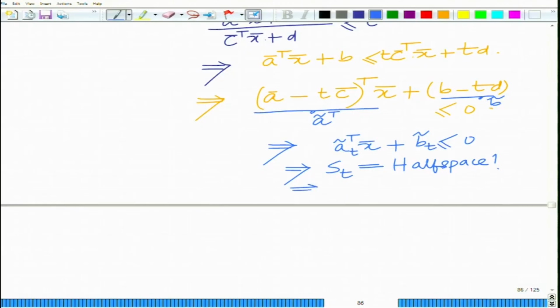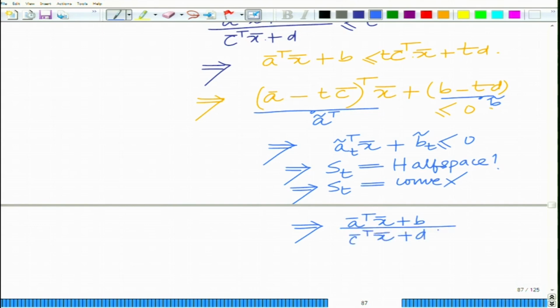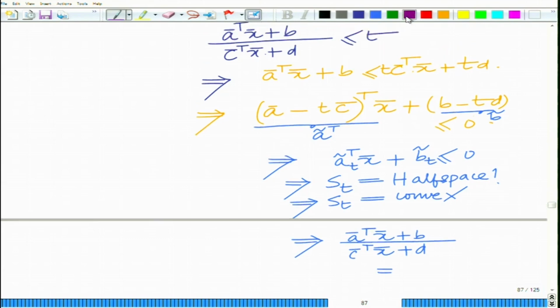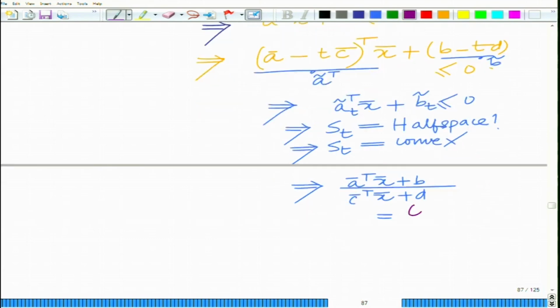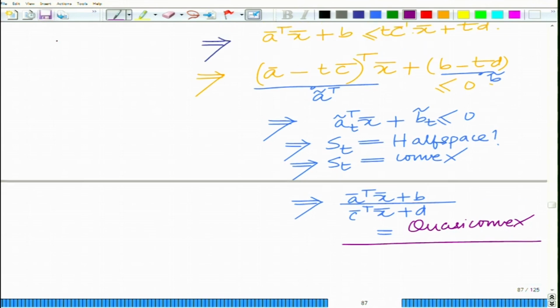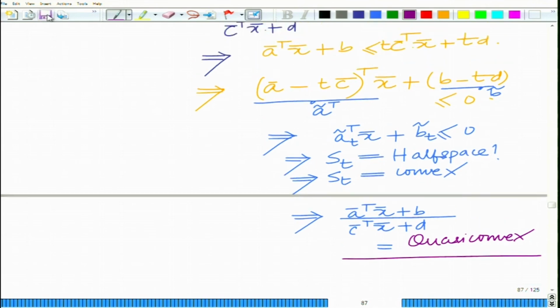So, S of t is convex, which implies A bar transpose x bar plus b by c bar transpose x bar plus d is a quasi convex function. Similarly, one can come up with several other examples for quasi convex functions. All right. So, we will stop here and continue in the subsequent modules. Thank you very much.